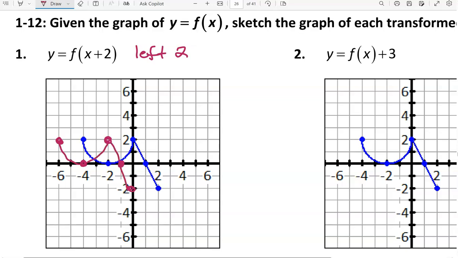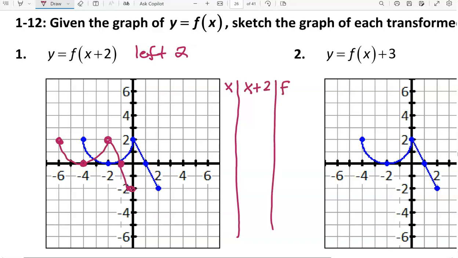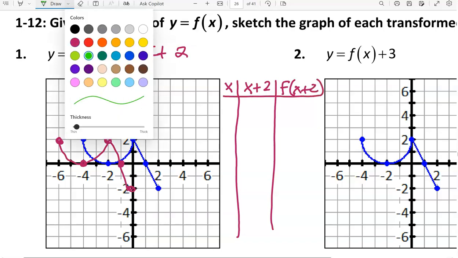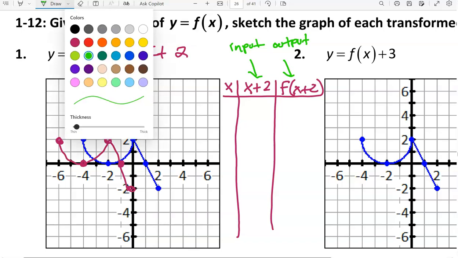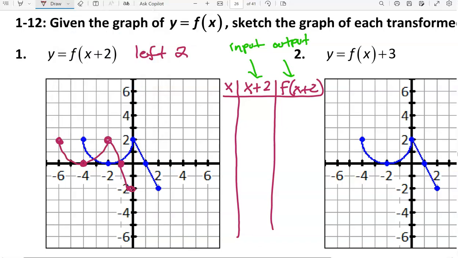An alternate approach would be to use a table to take your inputs x and then add 2 to them, and then find the f of x plus 2 values. If you're going to use that table approach, what you need to recognize is that we have our input, that is what is on the inside of the function, and the output, which is the function value, in the second and third columns. The points of the original function should be entered in there: -4, 2; -2, 0; 0, 2; 1, 0; and 2, -2.